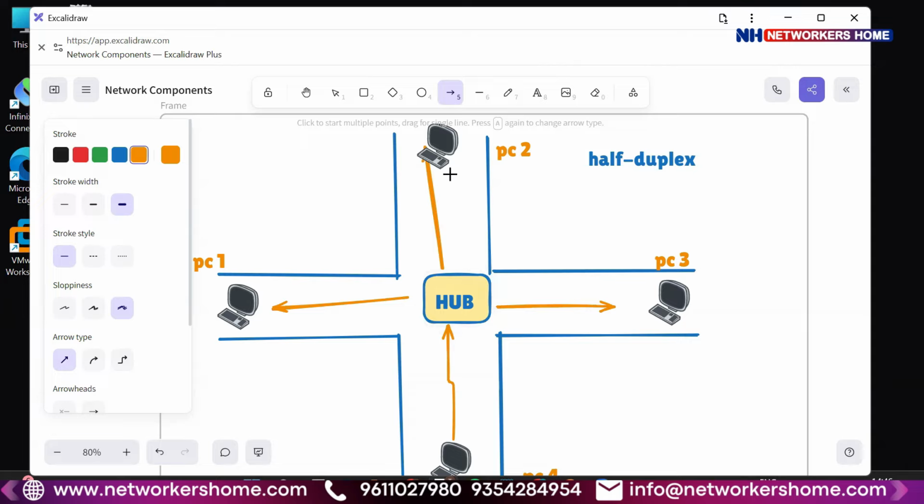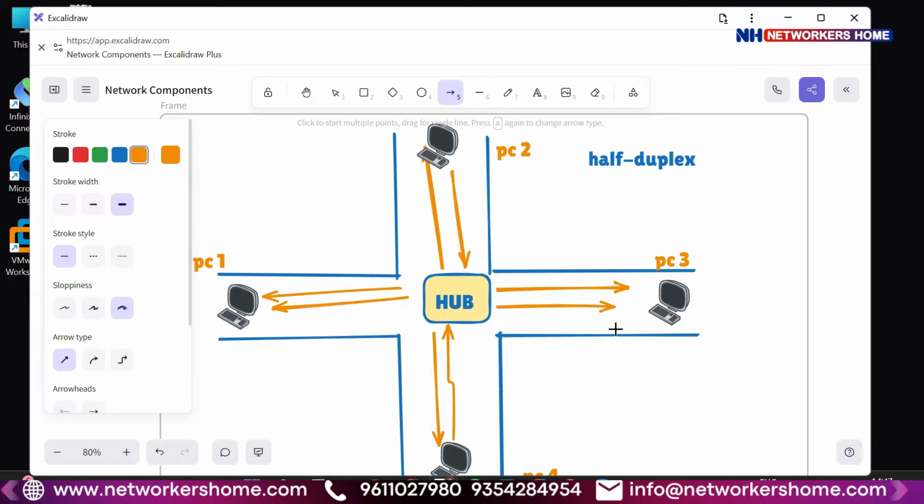Now PC2 will reply to the hub. Again he will send it to PC3, again to PC1, again to PC4. So this is the problem we have. I don't want to send the information to PC1 and 3, but still the hub will send it to all the connected devices. Consider there are 5 devices connected. All the 5 devices will receive that information. This is called a single collision domain.